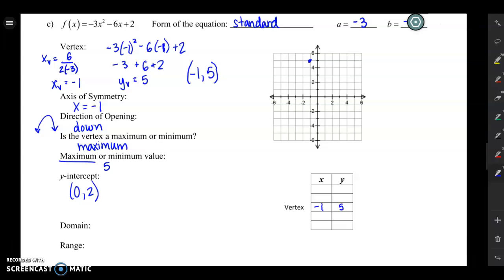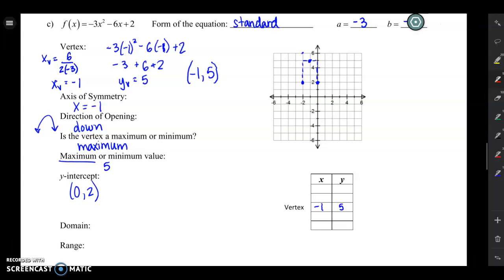So my pattern says that to fill in my next points, I would go over 1 and up 1. So I'd end up with a point up here. But since our A is not 1, we're going to multiply the vertical distance, so up 1, by -3. So I'm going to go over 1, I'm going to go down 3 to get that first point. So over 1 and down 3. I'm going to do the same thing in the right direction. Over 1 and down 3. Okay.